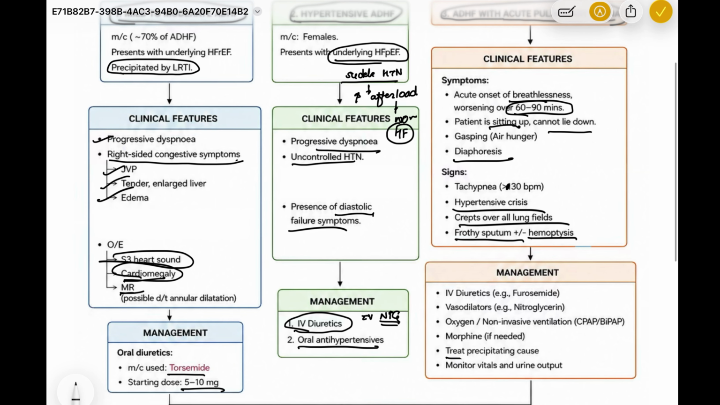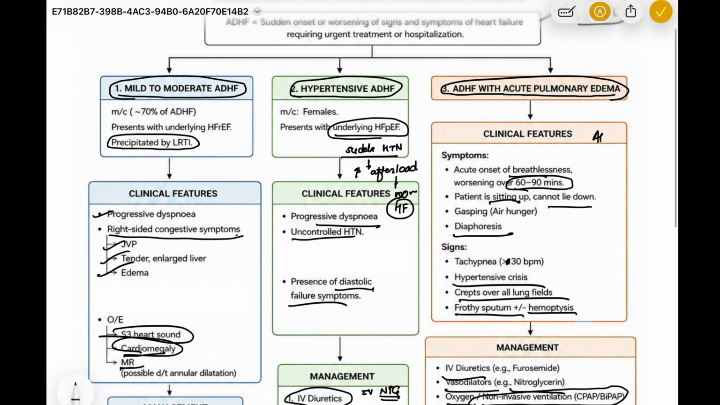Now, how do we manage this condition? IV diuretics are the key point for the management of this acute pulmonary edema, along with nitroglycerin. Also, we use oxygen and non-invasive ventilation. Now, understand that in all patients with acute decompensated heart failure, the airway must be secured. Please remember this key point.